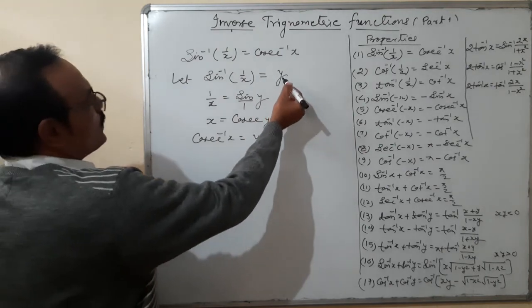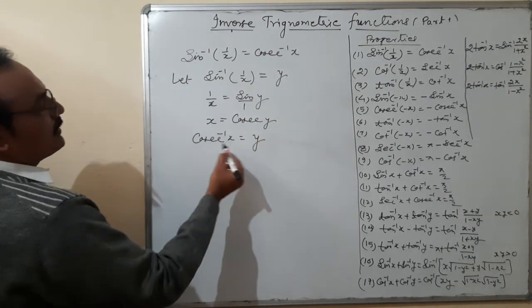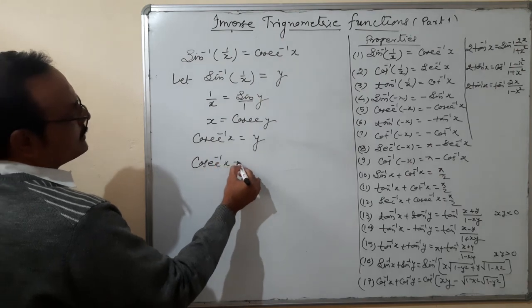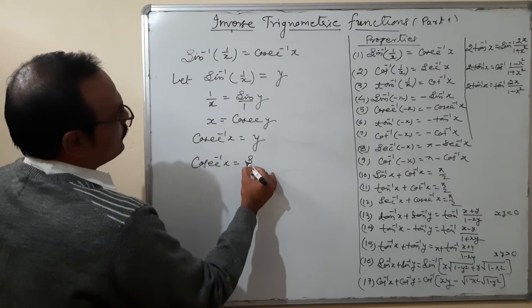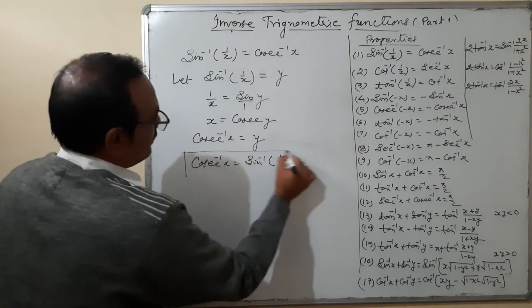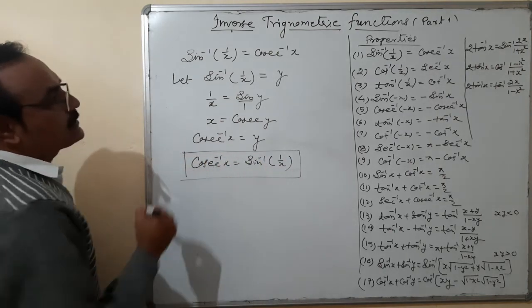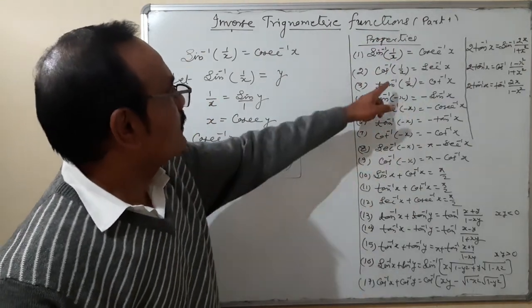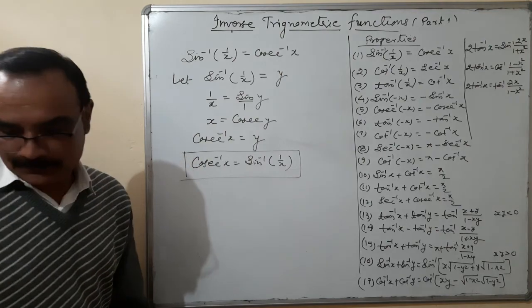And what have I taken y to be? Sin inverse 1 upon x. So what is coming is cosec inverse x is equal to the value of y, which is sin inverse 1 upon x. Okay, sin inverse 1 upon x is equal to cosec inverse x. In the same way we can prove up to here.